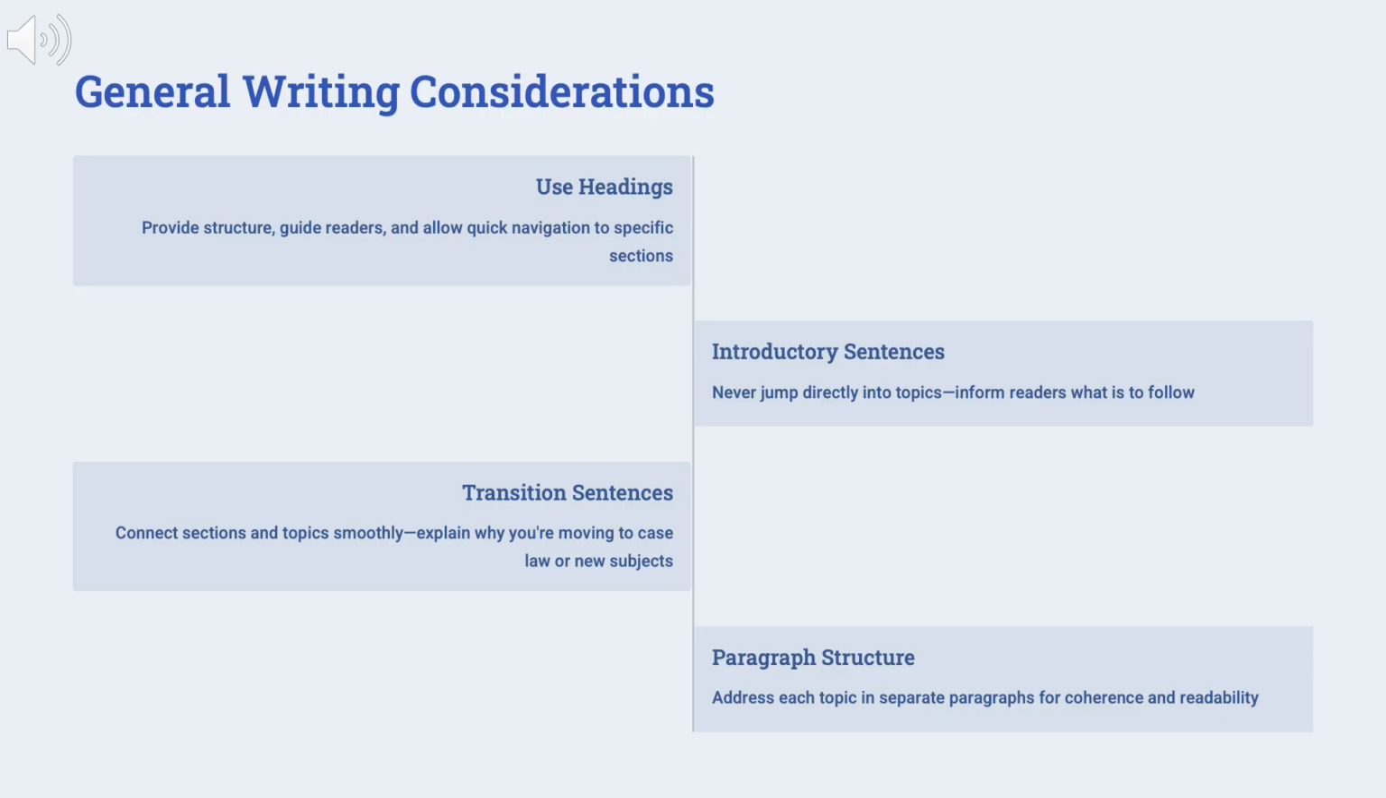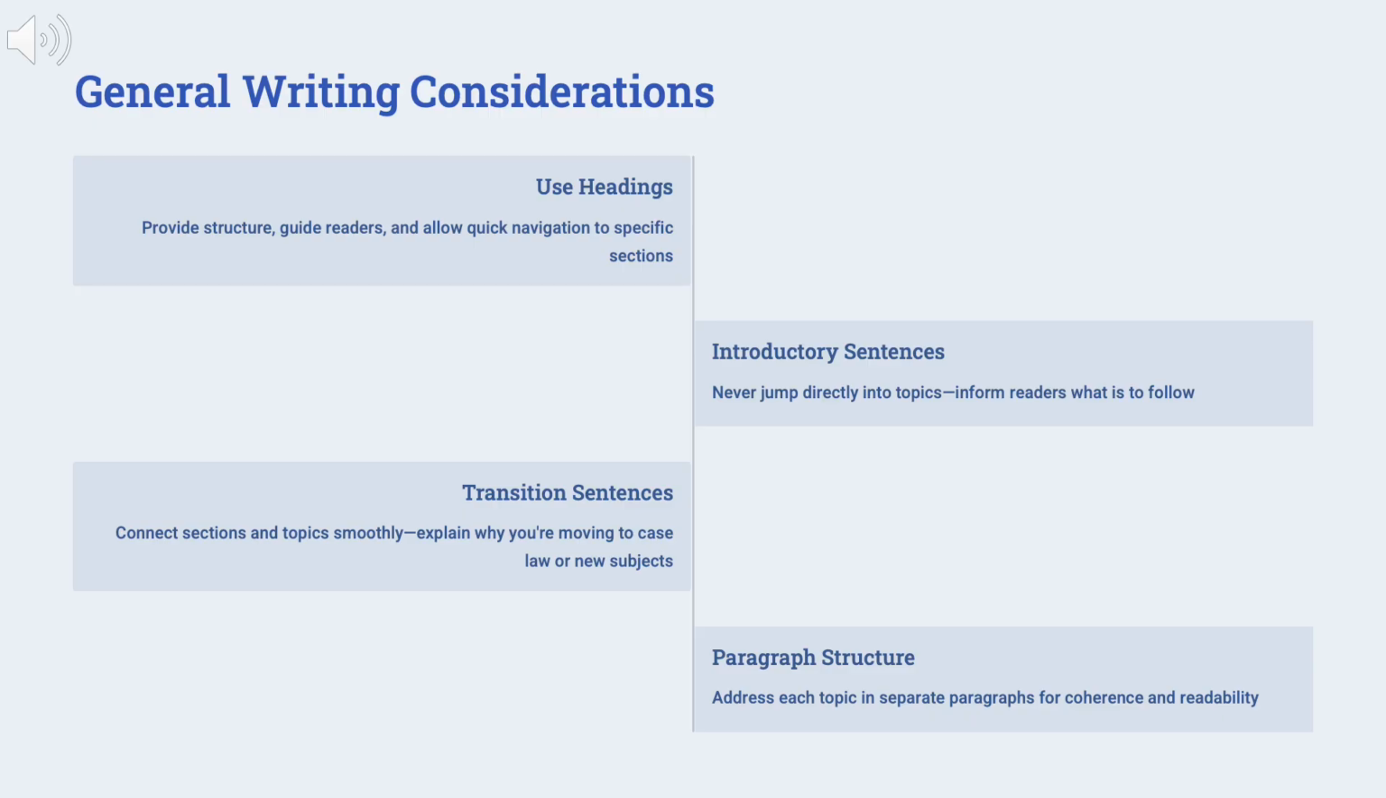Introductory sentences orient before informing. The third consideration is the use of transition sentences. When moving from the rule of law to the case law discussion or from one case to the next, a transition sentence explains the connection. Why this authority follows from what came before. Transitions maintain the analytical flow and prevent the memo from reading as a disconnected list of legal authorities.